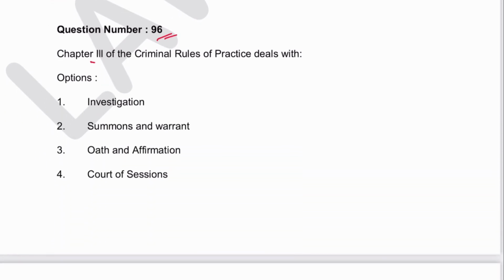Next is 96. Chapter 3 of Criminal Rules of Practice deals with investigations. 1 is the answer. Summons and warrants is Chapter 2. Oaths of Affirmation, Chapter 4. Code of Session, Chapter 6.